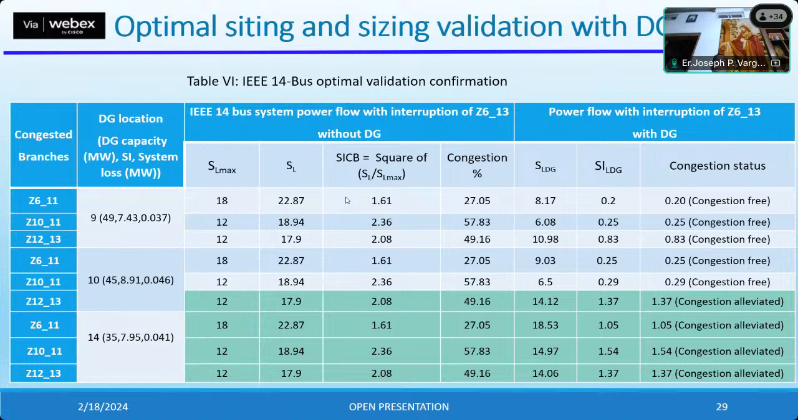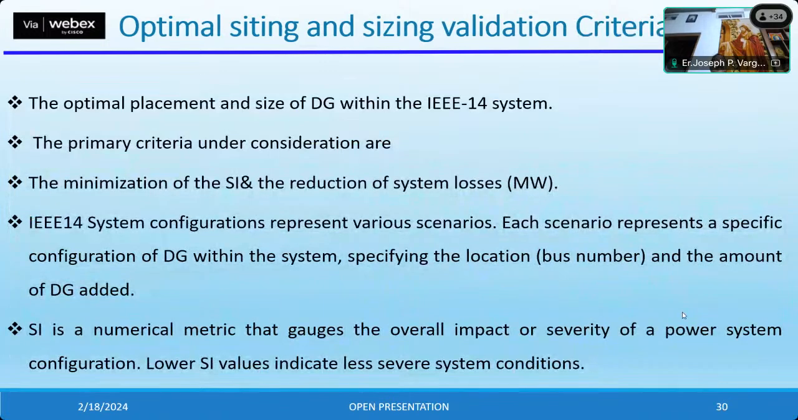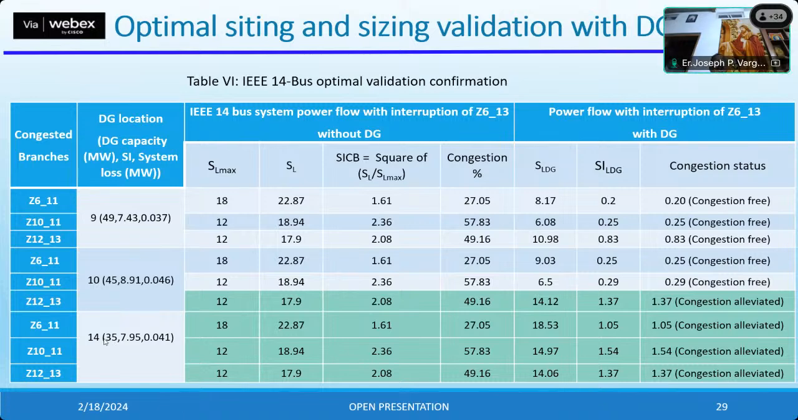In this case, we know that all the lines here were congested before. Now these lines have become congestion free. But even though we have used DG at bus number 10, congestion is alleviated, but it has not become congestion free. Also, when we penetrate a DG of 35 megawatt at bus number 14, congestion is alleviated, but still the congestion is there, and it does not become congestion free. Hence, the first line represents the optimal solution.